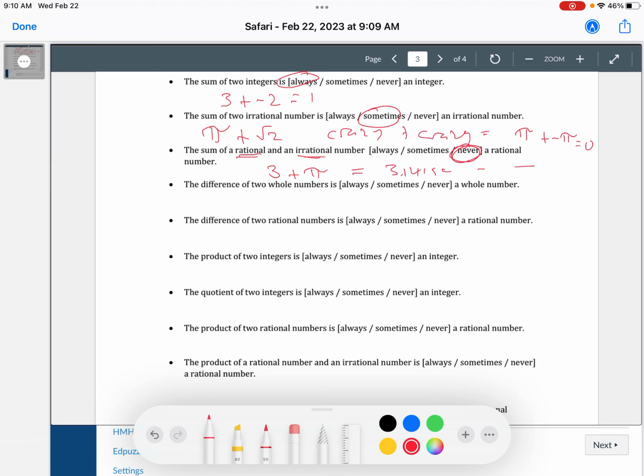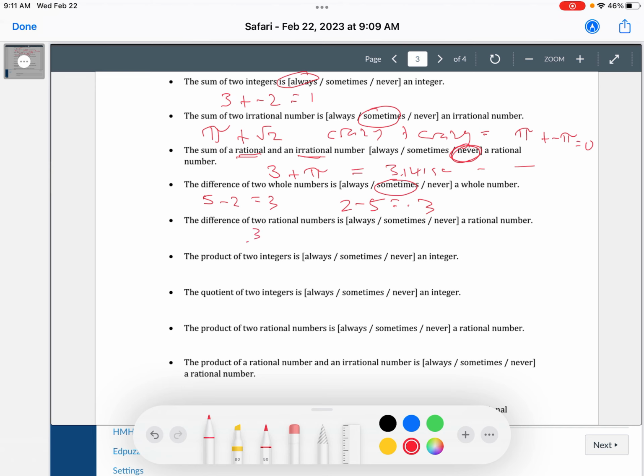Difference between two whole numbers. So if I got like 5 minus 2, that's 3, that's a whole number. But if I flip the script, 2 minus 5, negative 3, negatives aren't whole numbers, so this is going to be a sometimes. Difference between two rational numbers. I want you to think about this one. Give it a good guess.